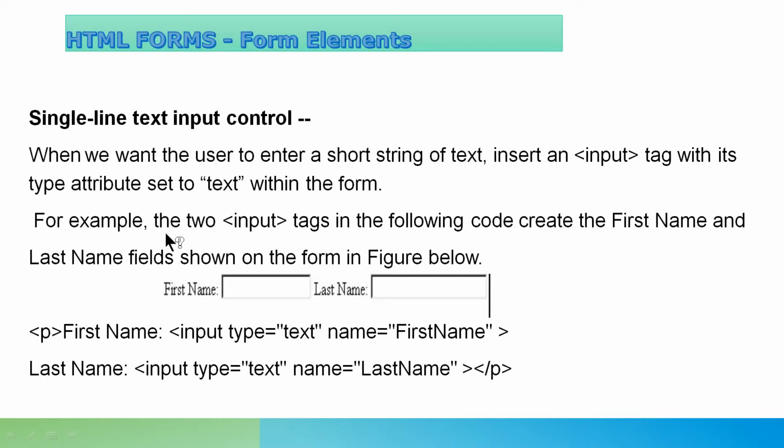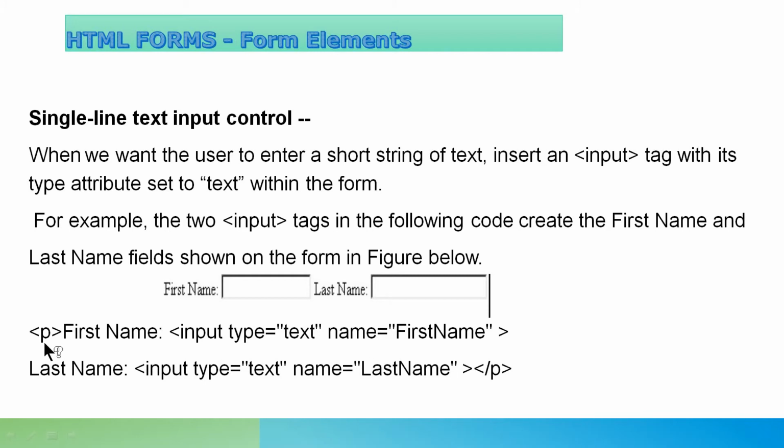Here we have an example with two input tags. One is taken for first name, the other one is taken for last name. We can see here the snapshot for first name, and later we have the rectangle box where the user can enter the first name, and later we have the last name, and then the rectangle box where we can enter the last name, and below we have the coding part.